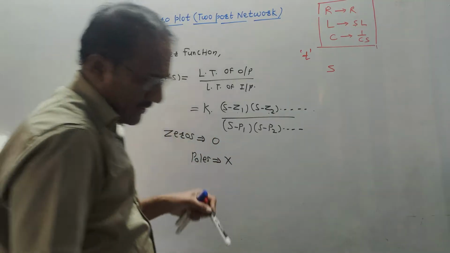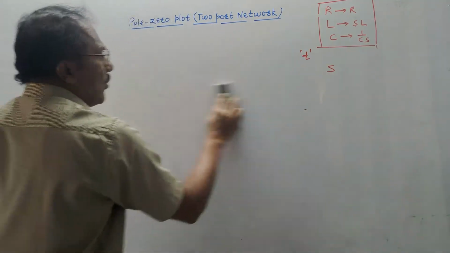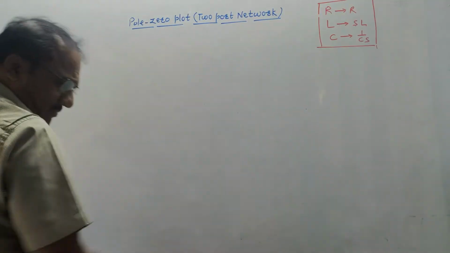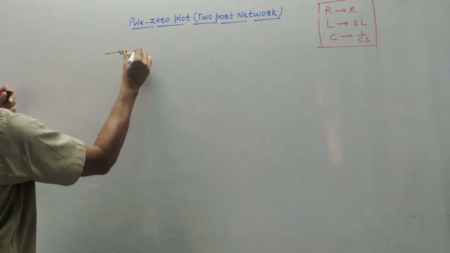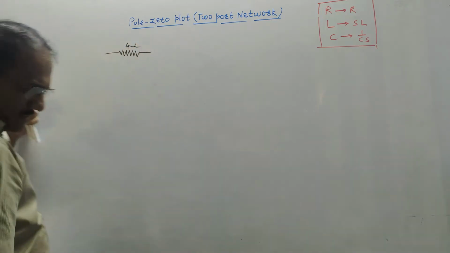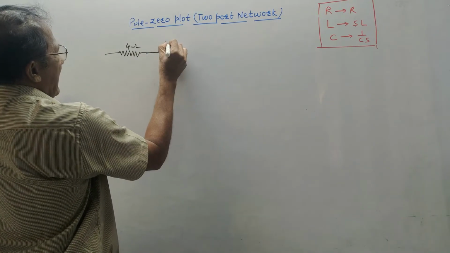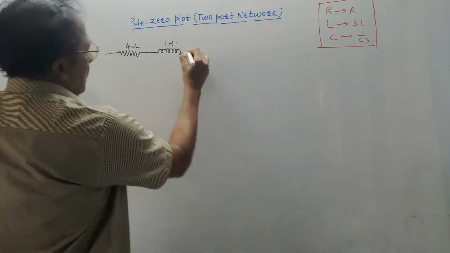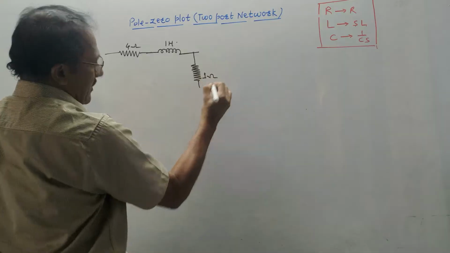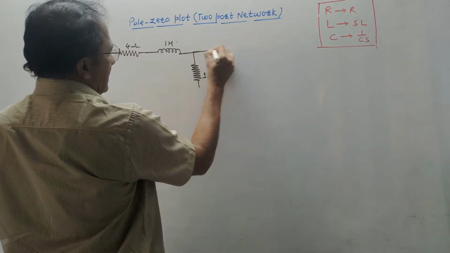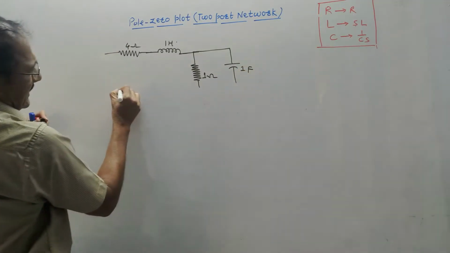Let us solve one numerical to get an idea how to make use of this pole zero diagram, or how to draw the pole zero diagram. I will draw one circuit. This is, suppose, the given circuit. Resistance is 4 ohm. Then inductor is having value 1 Henry. There is one more resistance in vertical branch, that is 1 ohm. And in parallel with this, we have a capacitance 1 farad. Suppose this is the given network.